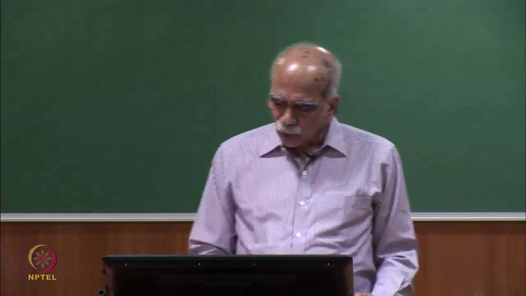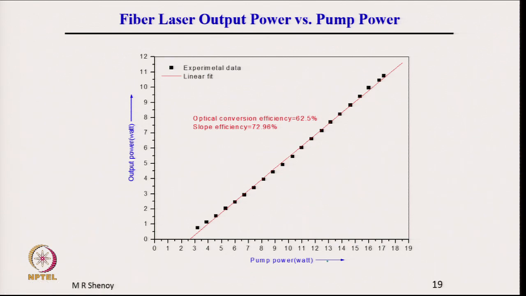Okay. So, this is the output. What is shown here is pump power versus output power. This is similar to what I showed earlier for Erbium doped fiber laser, and this is for Erbium doped fiber laser. Note that the slope efficiency is 72.96% and the optical conversion efficiency is this much.